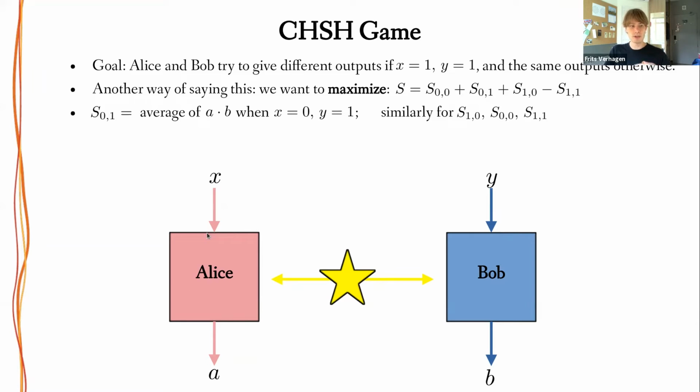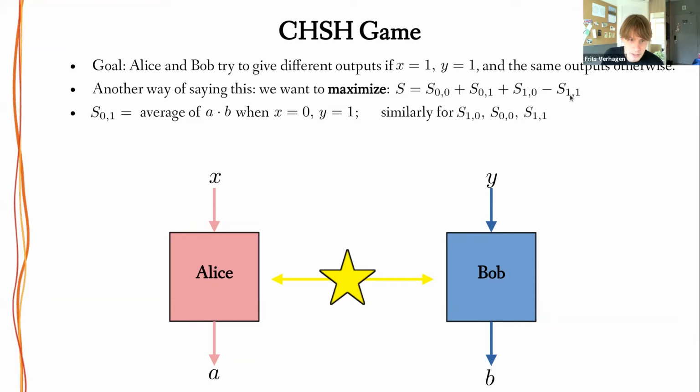Say we do this 100 times, we give 100 inputs to Alice and Bob, and we get 100 outputs of Alice and Bob, and then we can calculate the average of the product of the outputs every time that X was 0 and Y was 1. That is S01, and similarly for the other ones. And then we add them up like this. So S00, S01, and S10 have a plus in front of them.